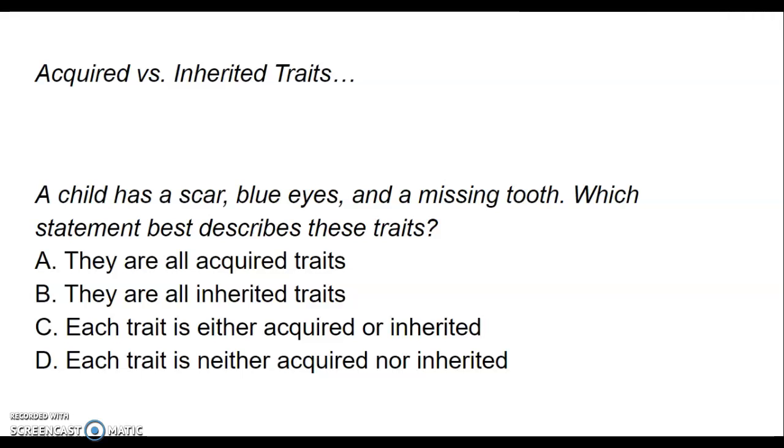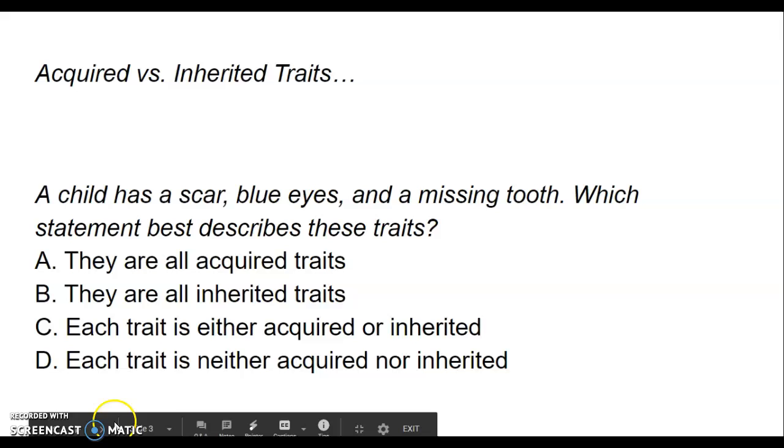If you guessed C, that answer is correct. So a scar is an example of an acquired trait. Just because your parent has a scar doesn't mean you'll have a scar. Your blue eyes, though, you do inherit from your parents, and your missing tooth is also acquired. So we want to make sure we carefully use those terms.